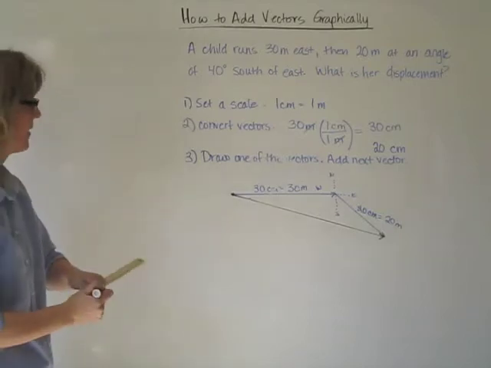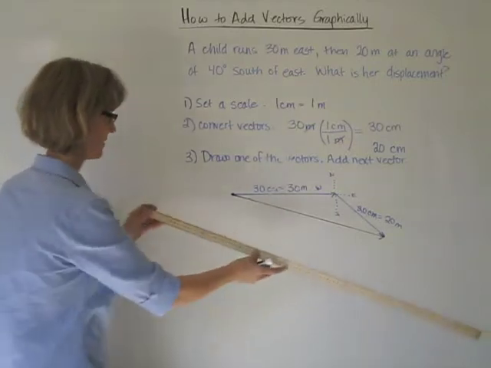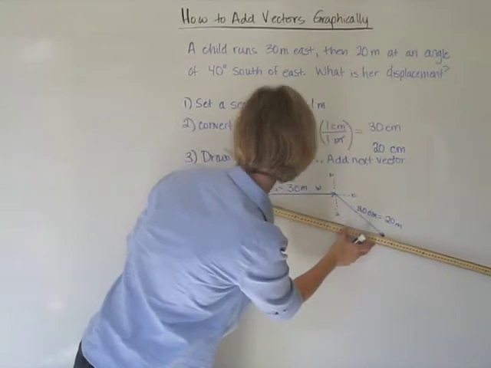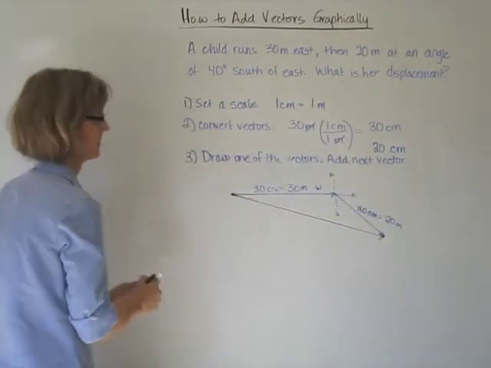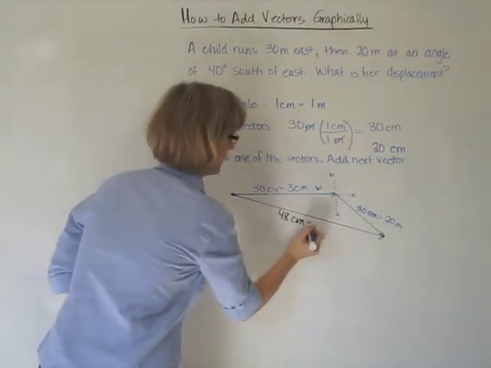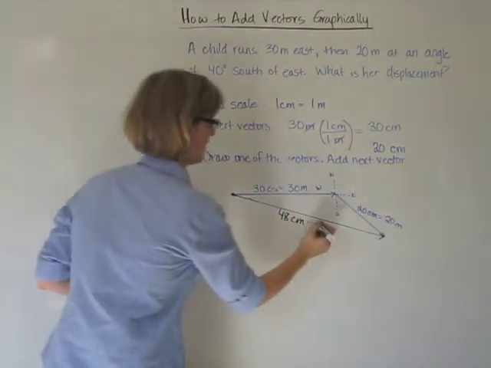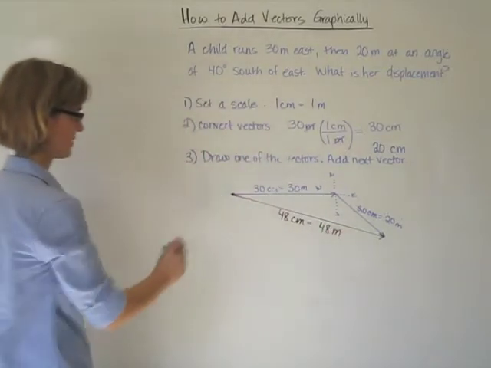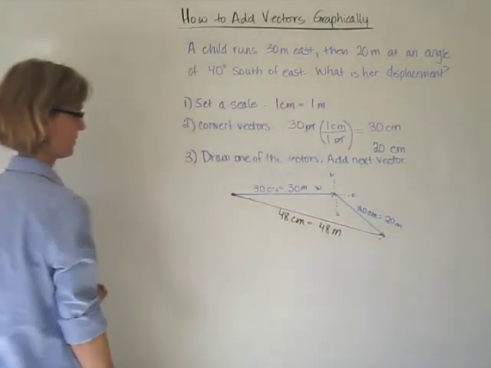To find out the size of this vector, we just have to measure it and then convert back using our scale. So when I measure it, I am getting that it is about 48 centimeters. And using the scale, you can convert back to the actual values, and that gives me that it is 48 meters, that the child's displacement from where they started is 48 meters.